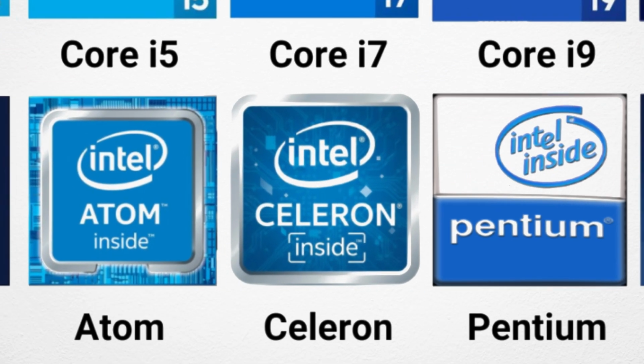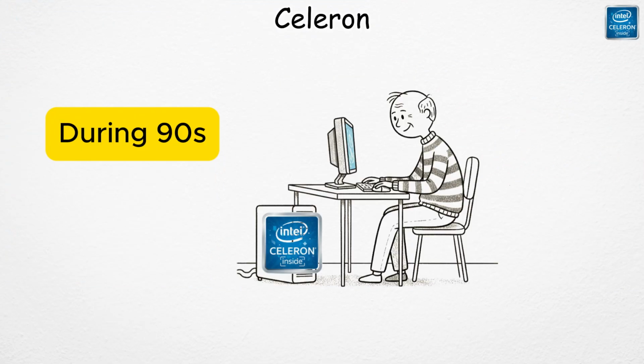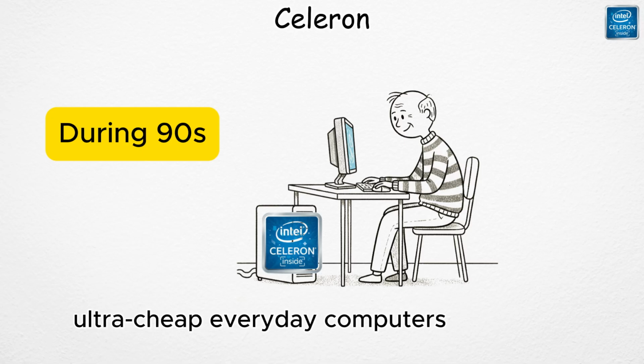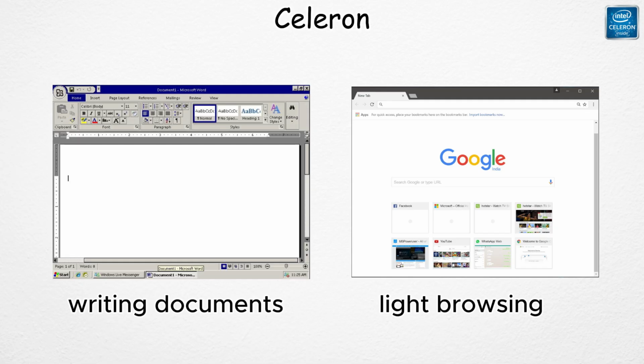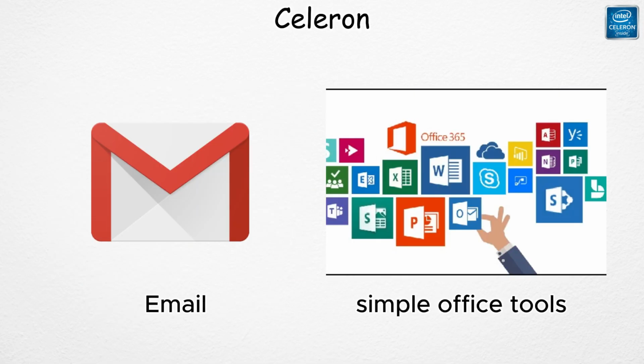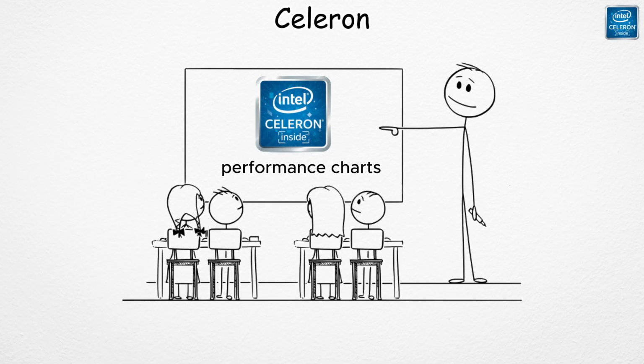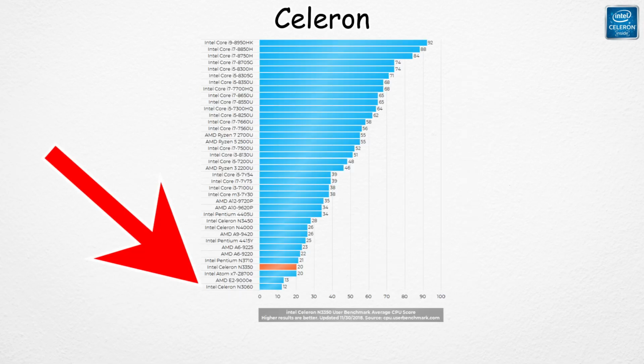Intel Celeron. For many years, Intel Celeron was the go-to choice for ultra-cheap everyday computers. These CPUs were meant for the basics only, writing documents, light browsing, email, and simple office tools. In performance charts, Celeron models usually sat near the bottom of Intel's lineup.